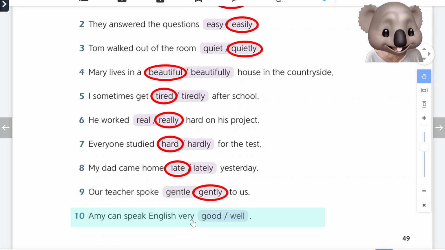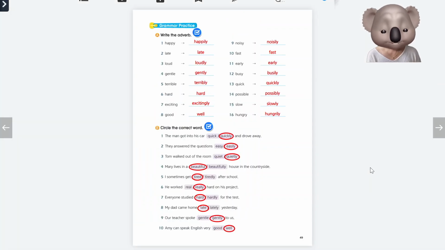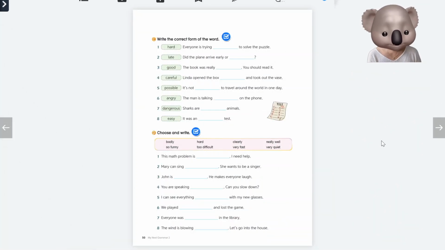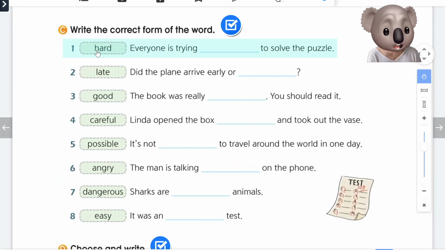Number 10, Amy can speak English very... Do you know the answer? Very well. Good job. Please check your answers and we'll go to the next page. On page 50, the directions say to write the correct form of the word. Number 1, hard. I think this word is one of those words that don't change.